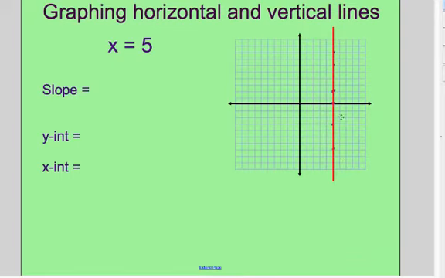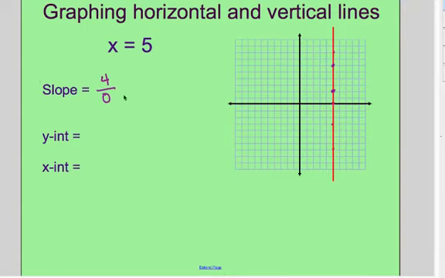So slope, once again, let's look at the slope. We'll take any 2 points, and I'm just picking these at random. Doesn't matter which ones you pick. It'll always work the same. My rise over my run. So my rise in this case is 4, and my run is 0.